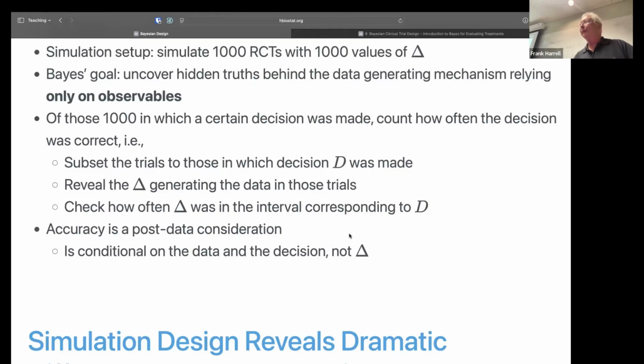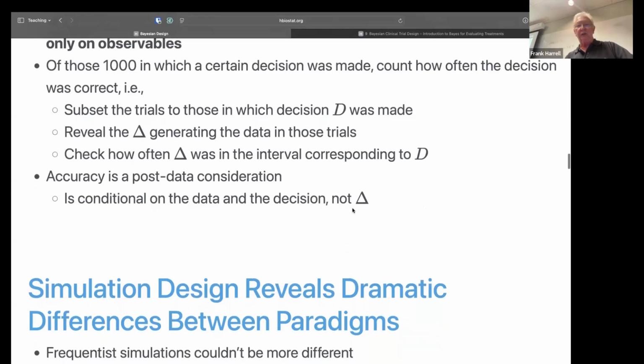Interval, you just mean the portion of, say, the number line. You're not talking about a confidence interval. Right, it's the portion of the real number line, yeah. Efficacy greater than 0, efficacy greater than 10%. Harm would be like less than 0. Similarity would be in a small interval around 0. Whatever interval you care about. So it's a post-data consideration, conditional on the data and the decision. It's never conditional on capital delta.